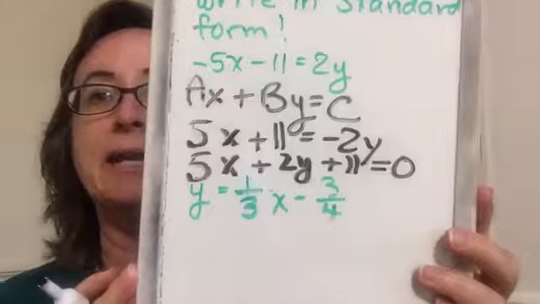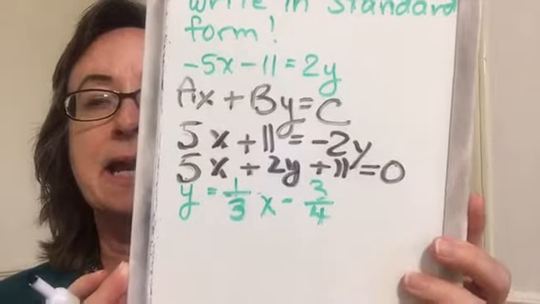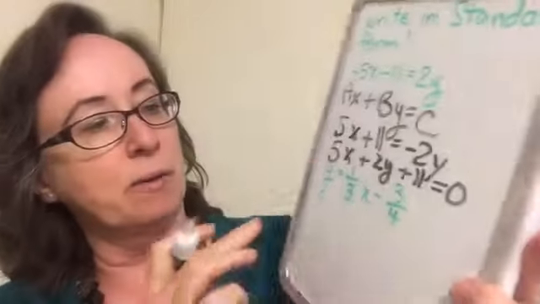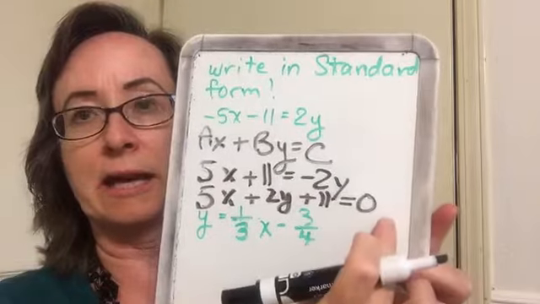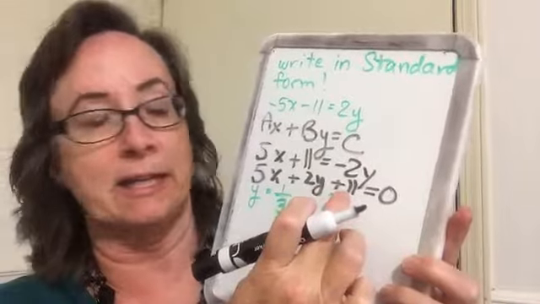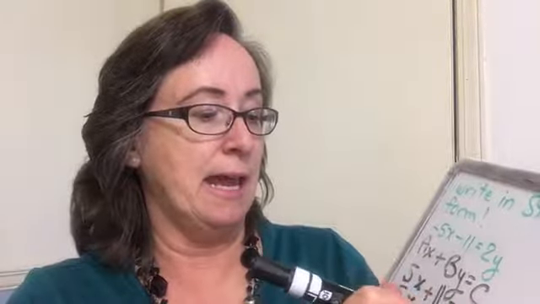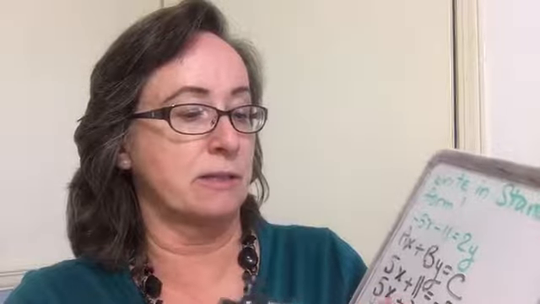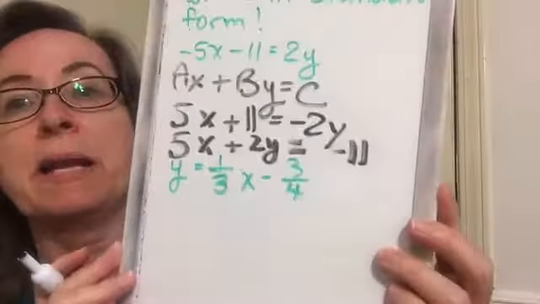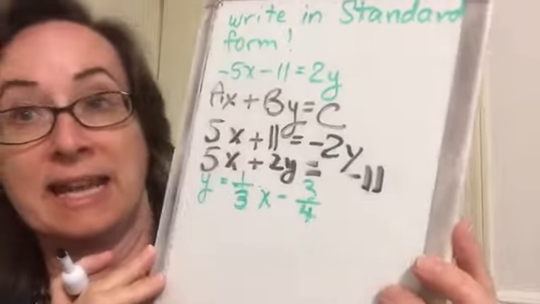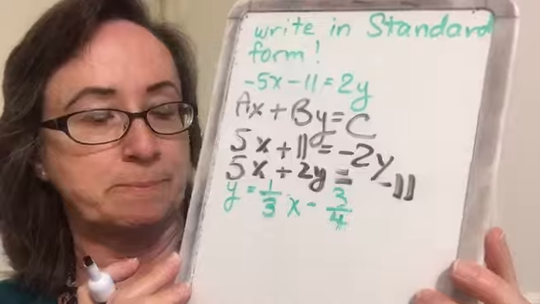So I just added a 2y to both sides, and now my last step will be to just get this 11 on the other side, which means I'm going to subtract an 11 here and subtract an 11 here, and since I'm out of room on this problem, I'm going to erase that and write the correct answer, negative 11. So we have 5x plus 2y is negative 11 is the correct form.